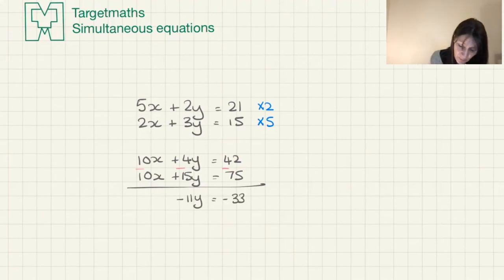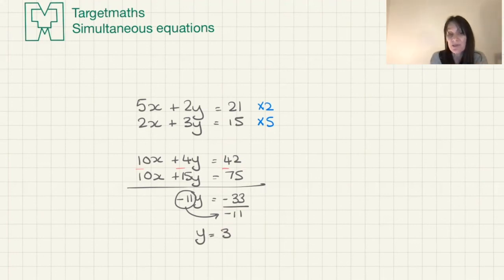Okay, I want to get y on its own. So my times by negative 11 is landing as divide. I've got y on its own. How many 11s in 33? 3, and the two negatives make it positive. So I've got y equals 3. I've then got to go and select one. I think I'll just go with the bottom one because the numbers are a little bit smaller. So I'm going to choose the bottom one this time.